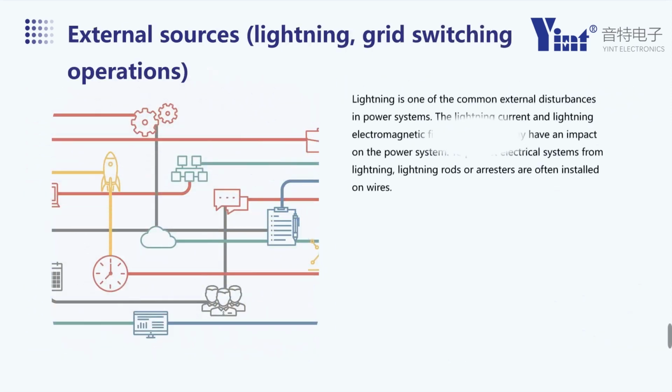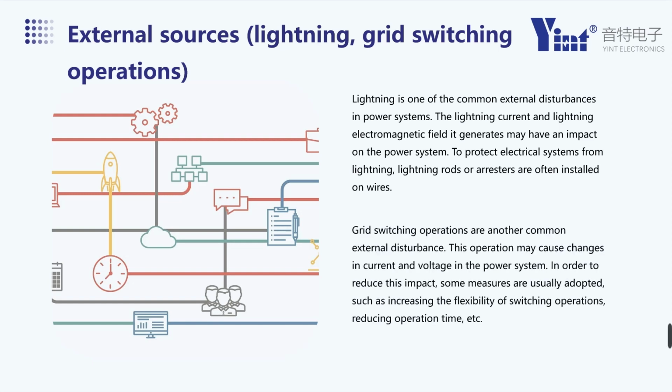Lightning is one of the common external disturbances in power systems. The lightning current and lightning electromagnetic field it generates may have an impact on the power system. To protect electrical systems from lightning, lightning rods or arresters are often installed on wires. Grid switching operations are another common external disturbance. This operation may cause changes in current and voltage in the power system.